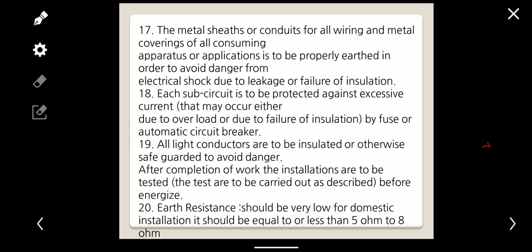The next is all live conductors are to be insulated or otherwise safeguarded to avoid danger. After completion of work, the installations are to be tested before being energized. And last, but more important, earthing resistance should be very low. For domestic installation, it should be equal to or less than 5 ohm or 8 ohm.